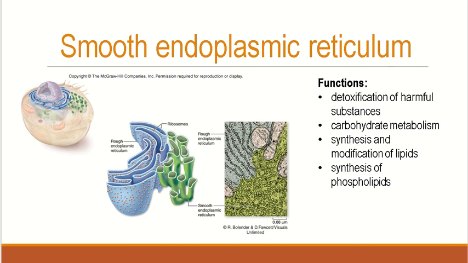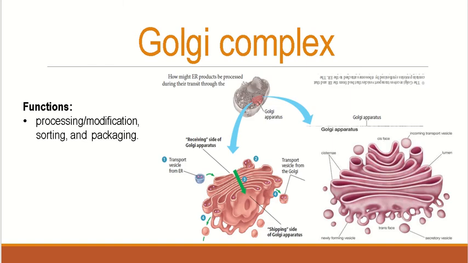Now, as products of the ER are packaged into transport vesicles and transported to the Golgi complex, we must now know the function of the next member of the endomembrane system, which is primarily for the processing, modification, sorting, and packaging of any content, any product of the smooth as well as rough ER.